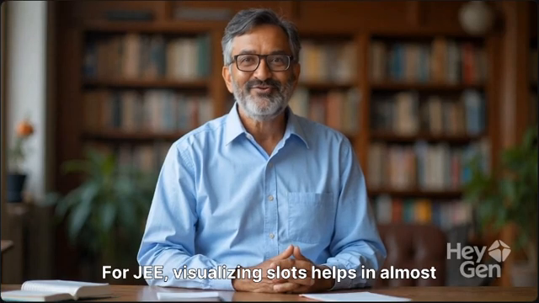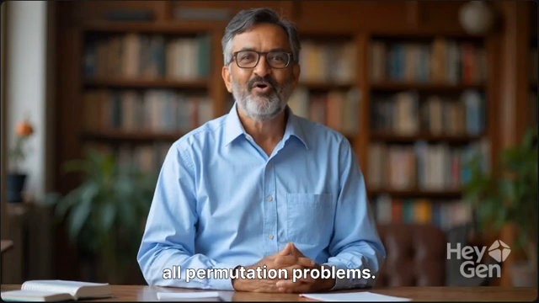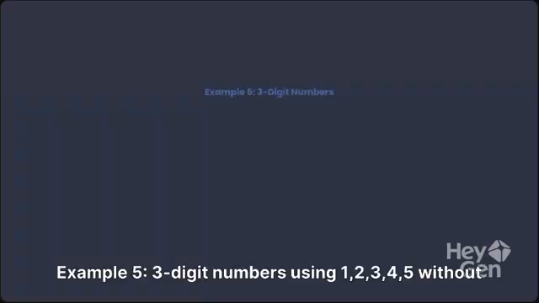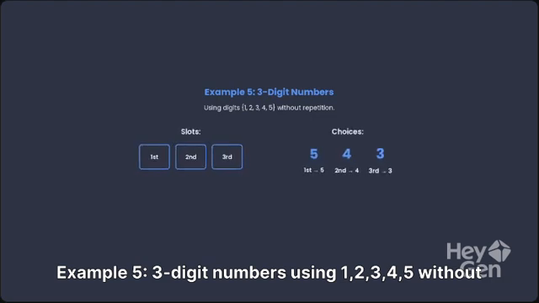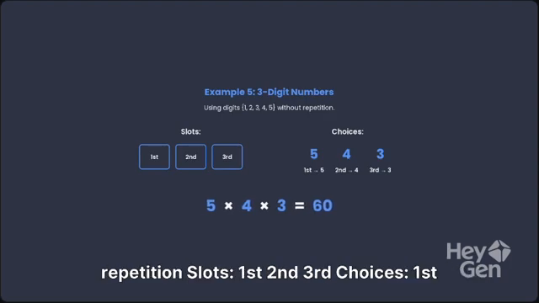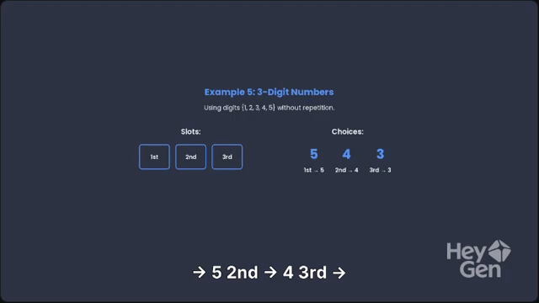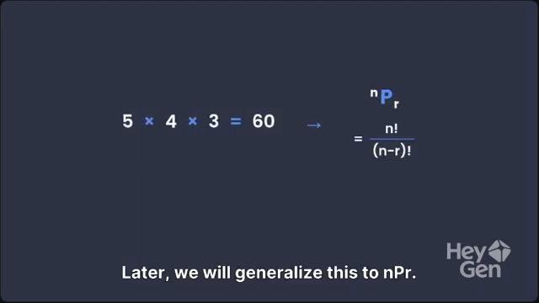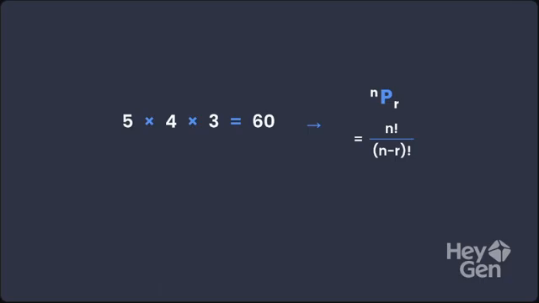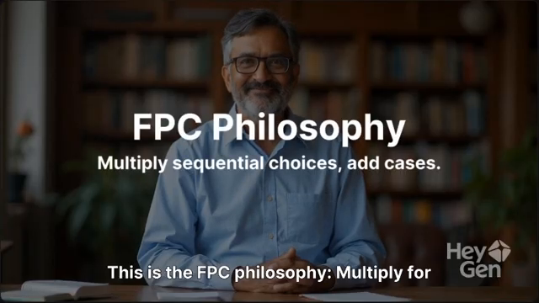For JEE, visualizing slots helps in almost all permutation problems. Example 5, 3-digit numbers using 1, 2, 3, 4, 5 without repetition, using slots. First, second, third choices. First 5, second 4, third 3. Later, we will generalize this to nPr. This is the FPC philosophy.